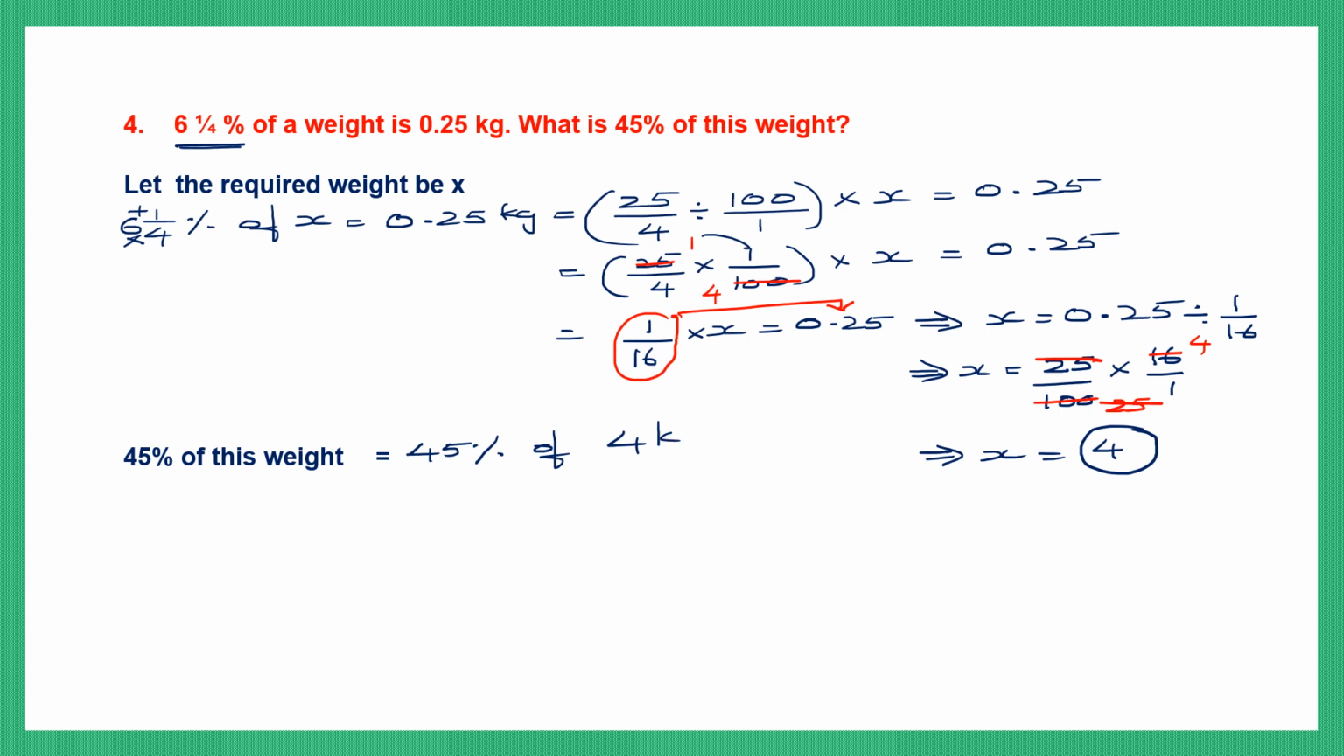4 kg. So this will be 45 by 100 into 4. So what can I cancel here? I can cancel 4 and 100 by 4, so this becomes 25. Now I can cancel 45 and 25 by 5. 5 nines are 45, 5 fives are 25. Now what do I have? I have 9 by 5.